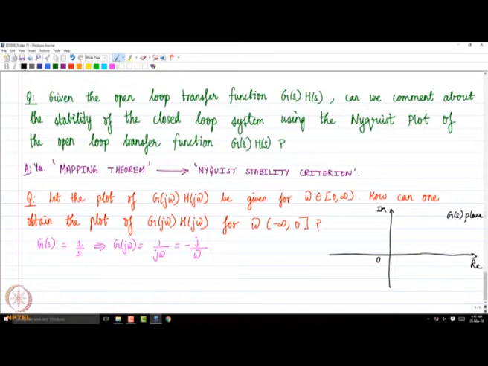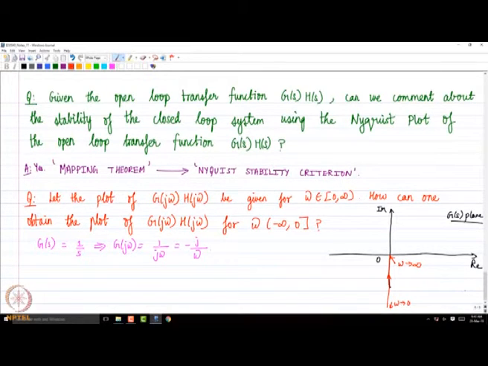What was the Nyquist plot when it came from 0 to infinity? We did it yesterday, right? The Nyquist plot was along the negative imaginary axis. This was omega tending to 0. This is omega tending to infinity. Let us say it is the other way around. What will happen?